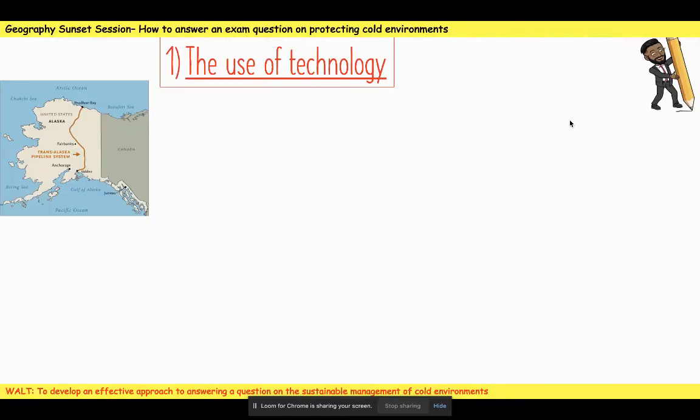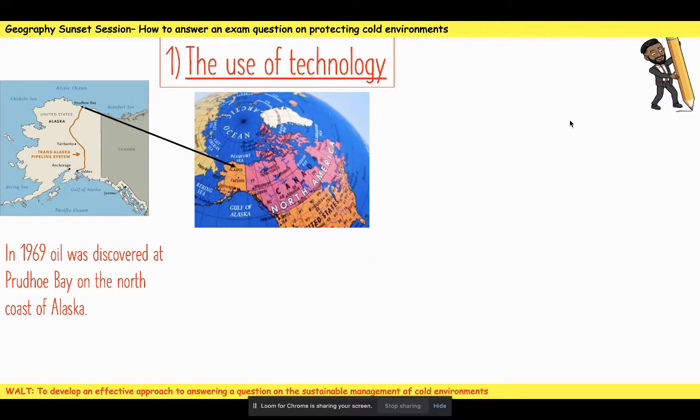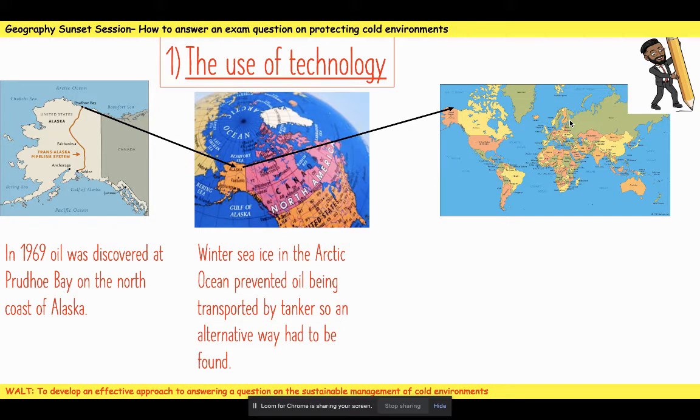So the first method is the use of technology. So one thing you absolutely have to add to your mind map is that the first strategy, number one, is the use of technology. And when we think about the use of technology, our case study is the Trans-Alaskan pipeline. The trans just means across, so it's a pipeline that goes across Alaska. You can see that in the map on the left.